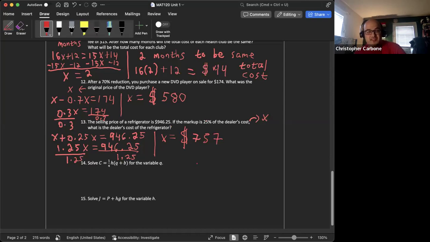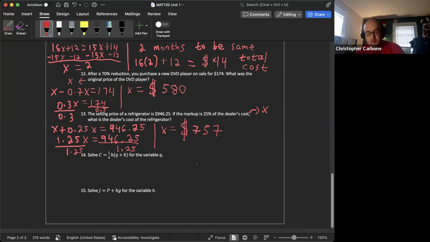Question number 14. I want to solve C is equal to 1/4 times H times Q plus B for the variable Q. Since we have that fraction, it's a good idea to multiply by that denominator to help clear that fraction out of here. So both sides getting multiplied by 4 will make 4C is equal to H times Q plus B.